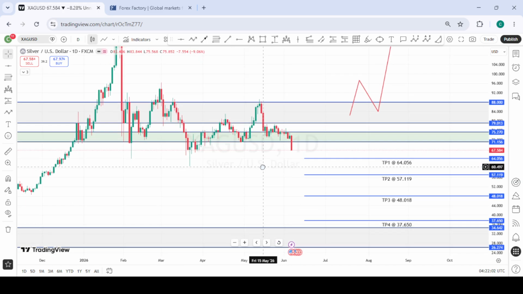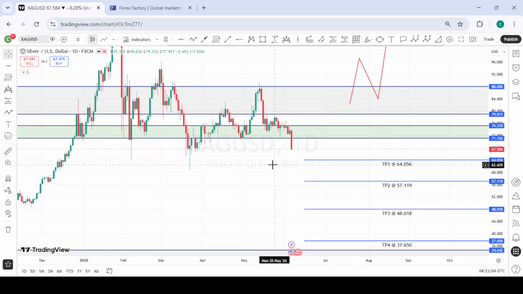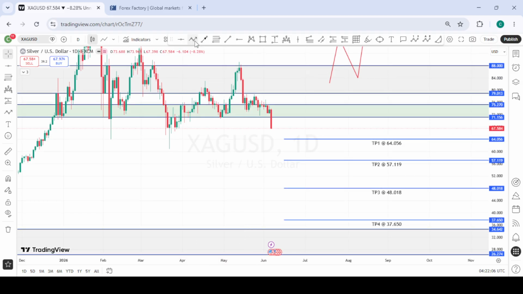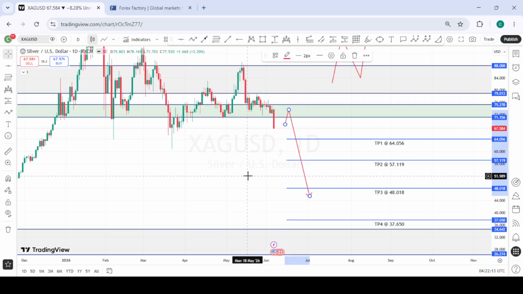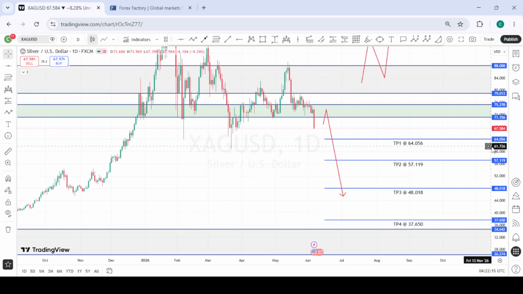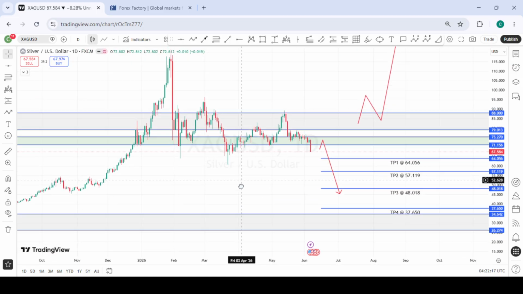This is silver, and it's very similar to what we have on gold. So it's extremely bearish now. So all we are looking forward to is a possible pullback into this area of interest. Look for selling opportunities to the downside to the various targets we have below for silver.